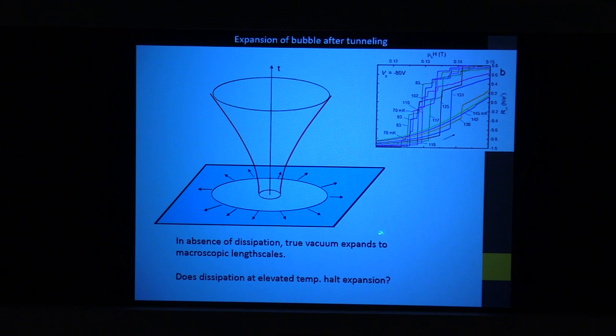So here's the scenario, right? The system is trapped in a false vacuum everywhere, and then there's a bubble where it initiates. Once it gets out after the instanton, it should expand and cover the whole sample. But it doesn't do that. That's because what's missing is dissipation, right?